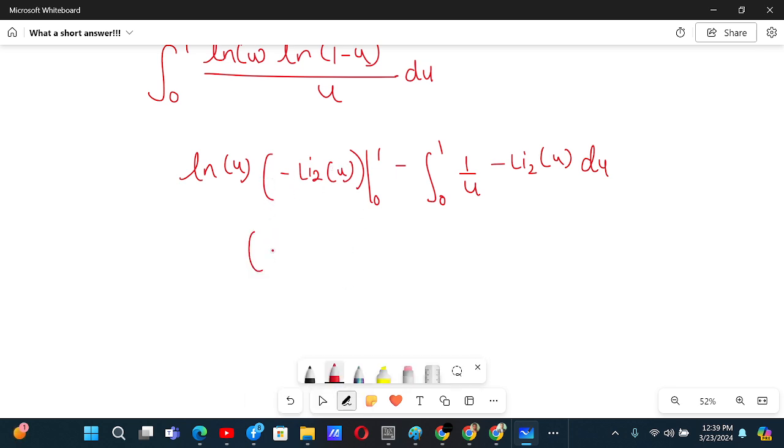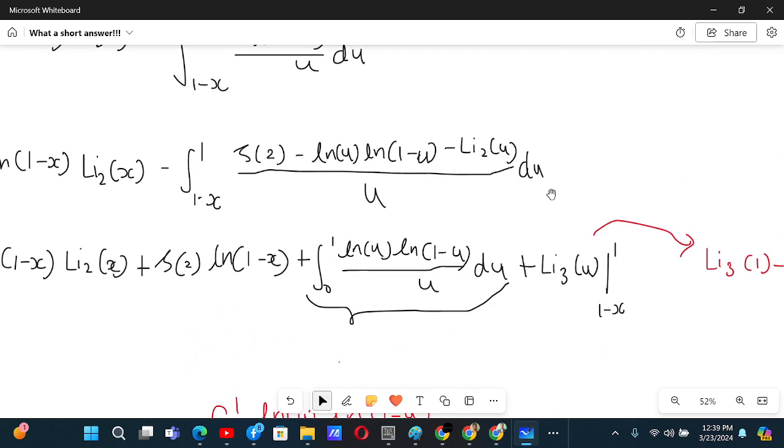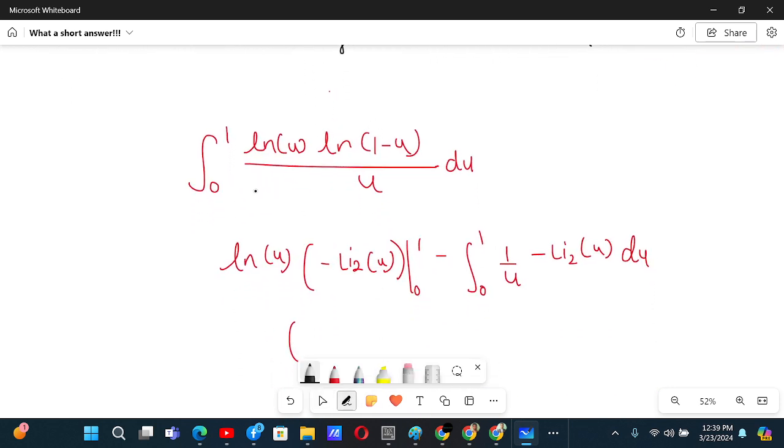Now this is 1, this is 0. Oh, is this really from 0 to 1? No, I don't think so. This is not from 0 to 1. I'm sorry for messing this up again. This is from 1 minus x to 1.